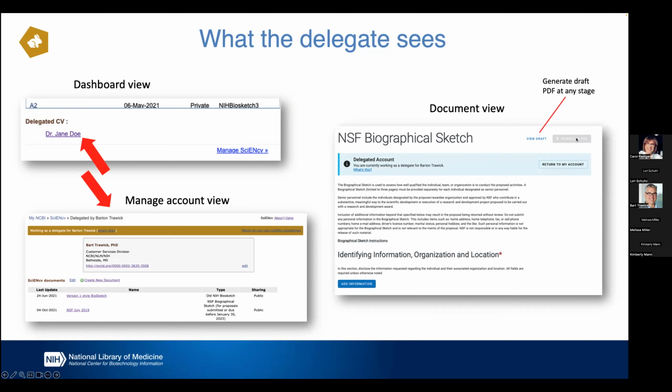But you'll notice in the upper right, the download PDF is grayed out because they're not allowed to certify the document on the PI's behalf. That's an action that the PI has to take themselves.